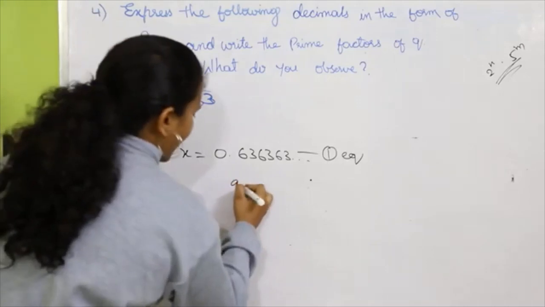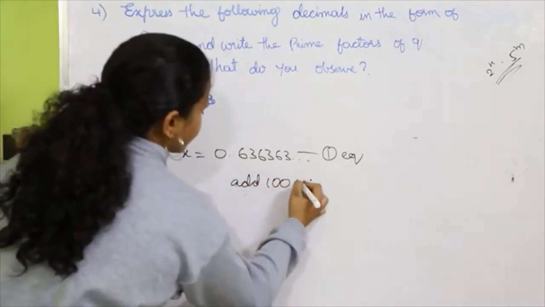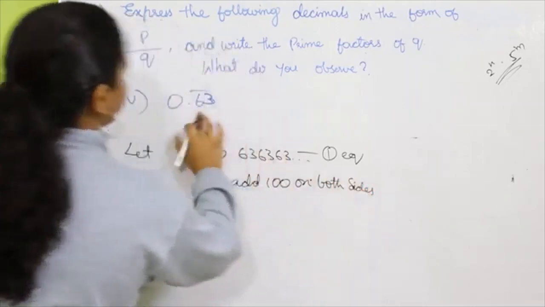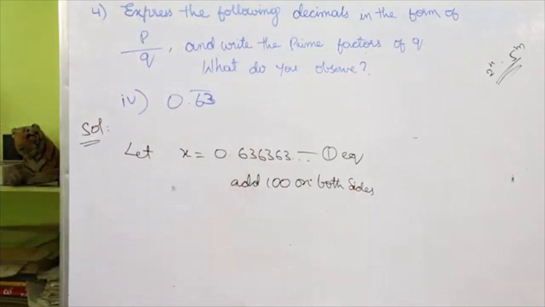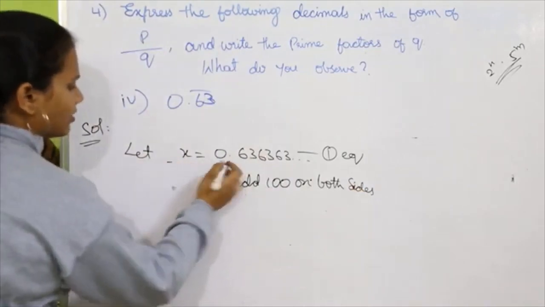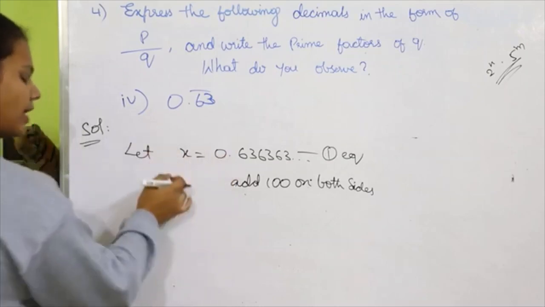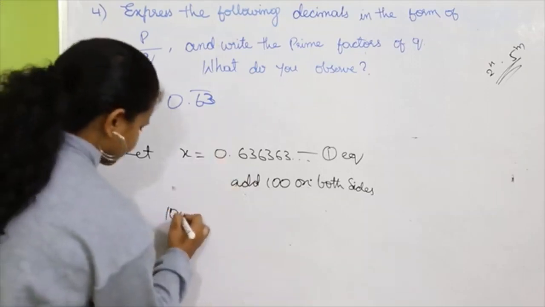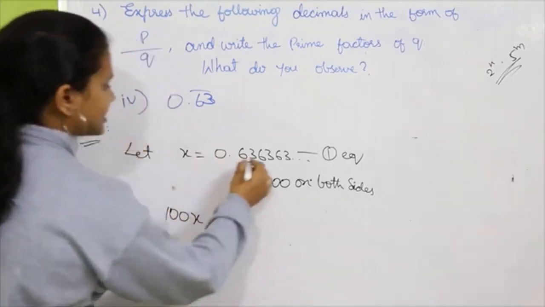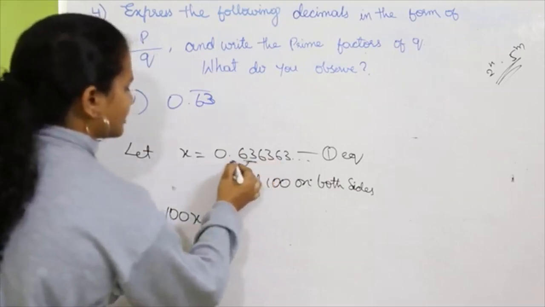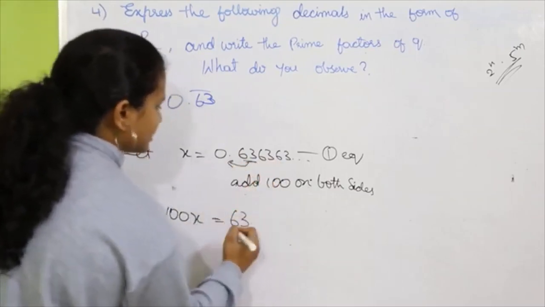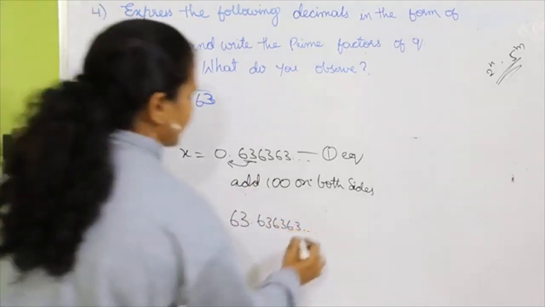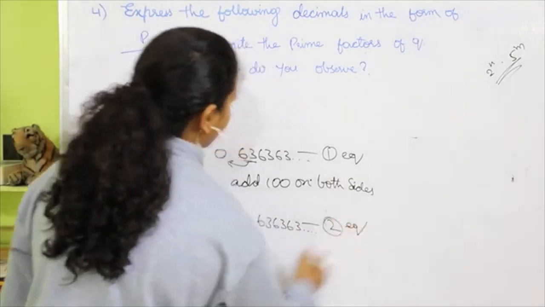Now add 100 on both sides again. Here you have 2 digits, so I have taken 100. Add 100 on both sides. This becomes 100x equal to 0.6063, and if I transpose 2 digits to the other side, this becomes 63.636363 and so on. Let this be the second equation, or equation number 2.